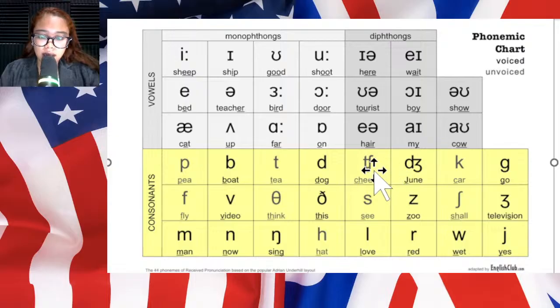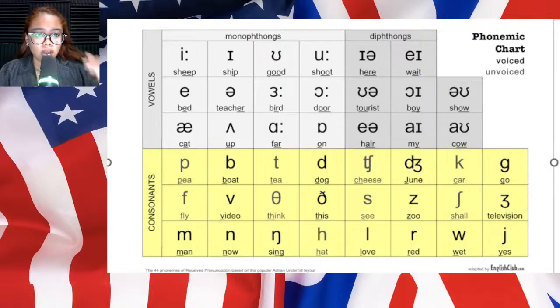Let's start with the CH sound. So this is the fifth consonant sound in the chart. The sound is what we call an affricate sound. That sounds complicated, but it is just a combination of two sounds that you already know. The letter T sound you just mastered, and the SH sound, like the SH in shall.